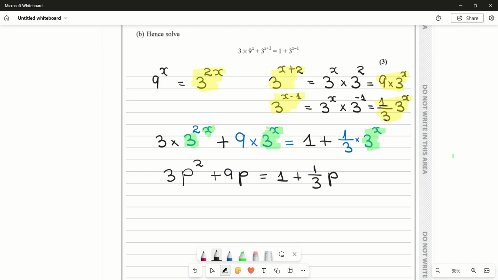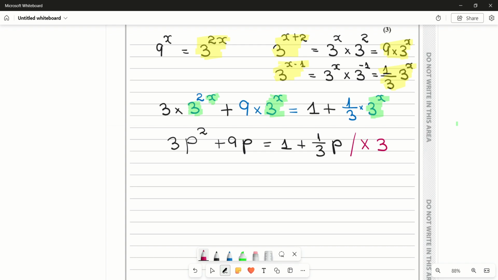But because I do have a denominator, I would like to multiply everything by 3, get rid of any denominators. So you want to multiply every single term by 3. If I multiply the first term by 3, it will become 9p squared. I multiply the second term by 3, 9 times 3, 27p, equal to 1 times 3 is 3. And when I multiply this fraction, 1/3 multiplied by 3, it's going to be 1p, 1, which I do not need to write it down.